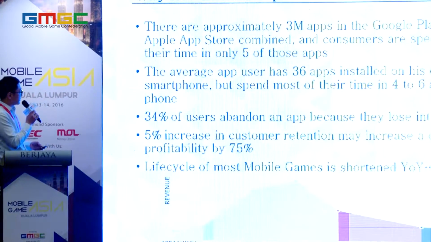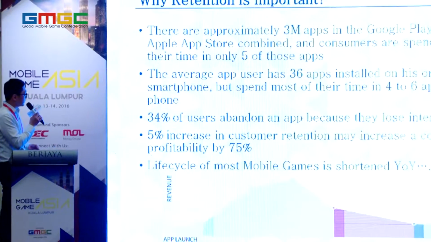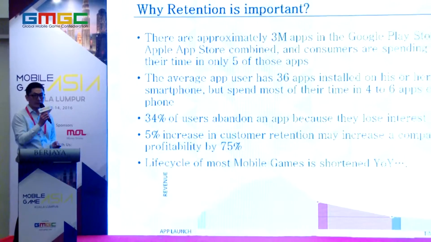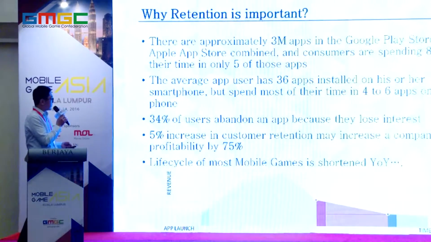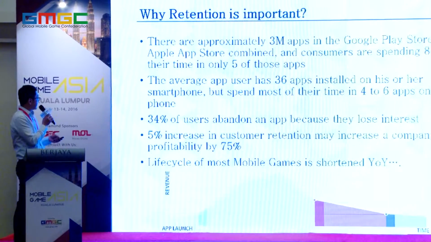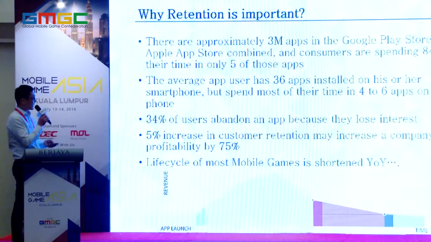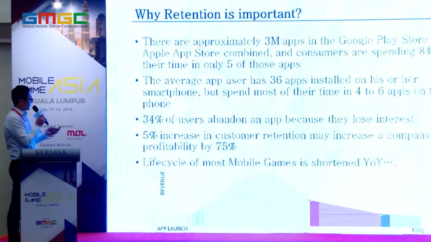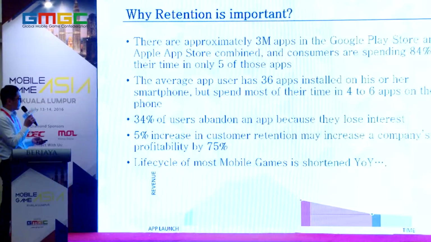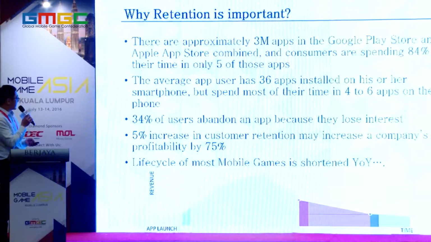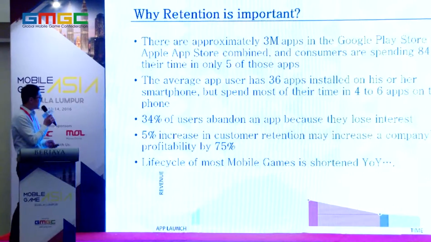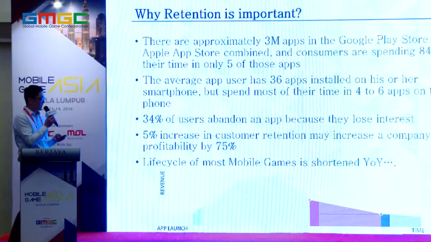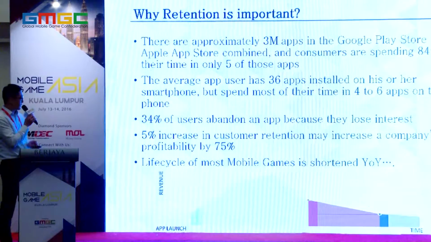Here are some key facts to share with you. There are 3 million apps in the Google and Apple App Stores combined, and consumers spend 84% of their time in only 5 of those applications. The average app user has around 36 apps on their phone, but only utilizes 4 to 6 of them. 34% of users abandon an app because they lose interest, and a 5% increase in customer retention may increase a company's profitability by 75%.